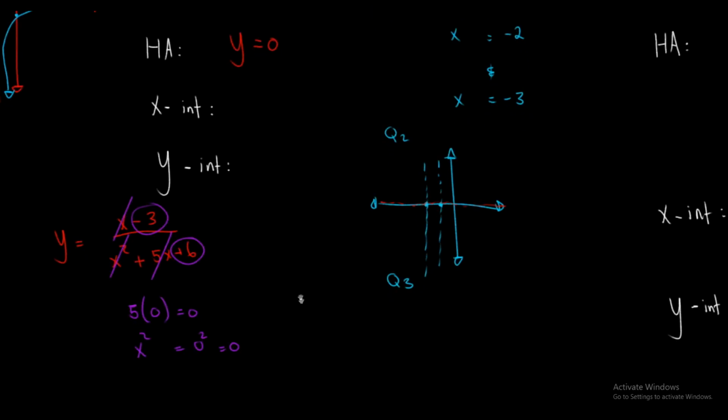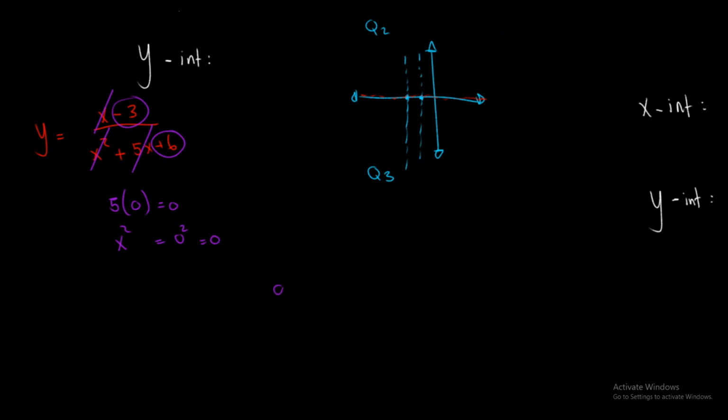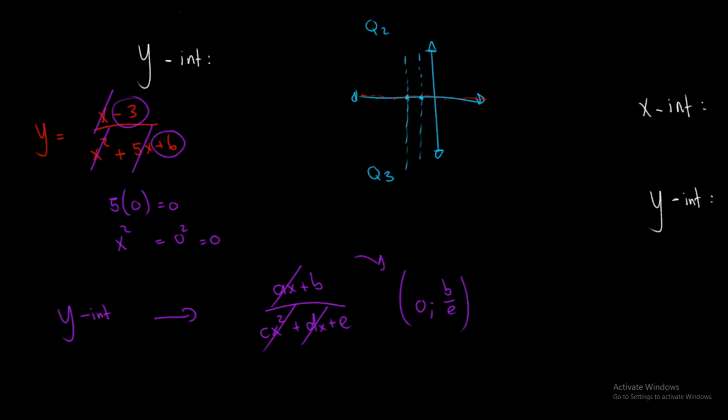You might actually be given this form where you have ax plus b over cx squared plus dx plus e. So to find your y-intercept, in this case, all that we simply do is we cancel out these terms. So to find my y-intercept, I can say, well, x is 0, but I'm left with b over e. You might actually be asked to solve this question with variables, so this might be worth noting.